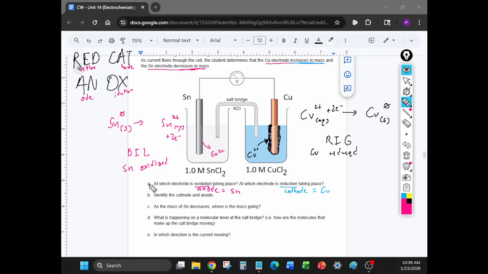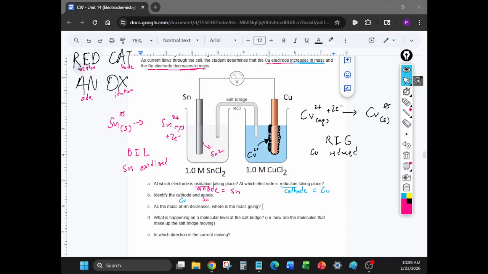Okay, and that's actually going to answer A and B. The cathode is going to be copper, and the anode is going to be tin. So we would use this information about one of them getting bigger and one of them getting smaller to figure out what the cathode and the anode are, and which one is being oxidized and reduced.